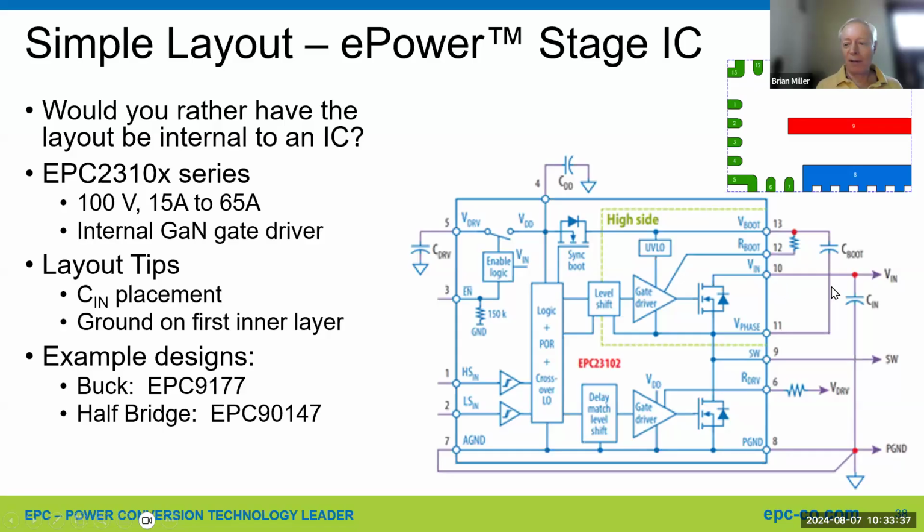And the power loop, the only thing that is external is the decoupling capacitor. So laying out this one capacitor here, or multiple capacitors as needed, between the VIN pin and the ground pin really is a real good start to having a very good layout because the layout is contained within the IC. This is the 2310X series, where X goes from 1 to 4. And they're 100 volts, 15 amps to 65 amps, again, with the internal GaN gate driver.